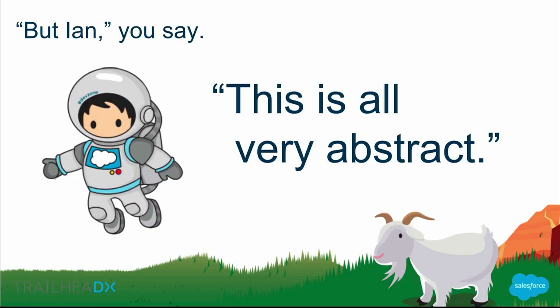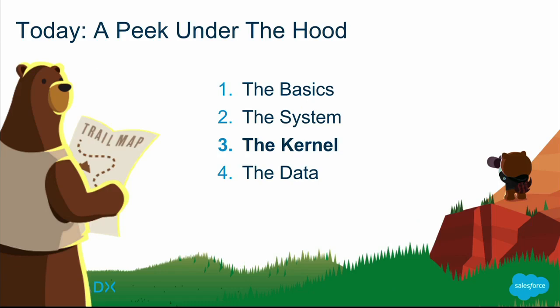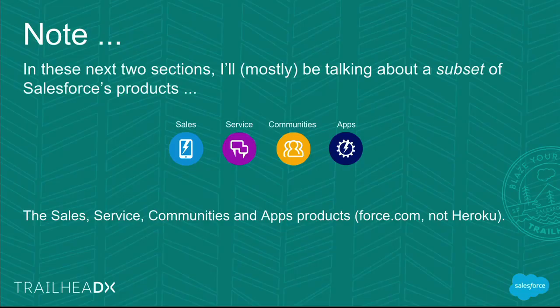Now, you're probably sitting here thinking, okay, but this is all pretty abstract. Let's get into some real details about CRM core and how it actually works. Cool. Let's talk about the kernel. I'm going to be talking specifically, as I said, in these next couple sections about what we call CRM core. That is Sales Cloud, Service Cloud, Marketing Cloud, not Marketing Cloud, Communities Cloud, and the Force.com platform.